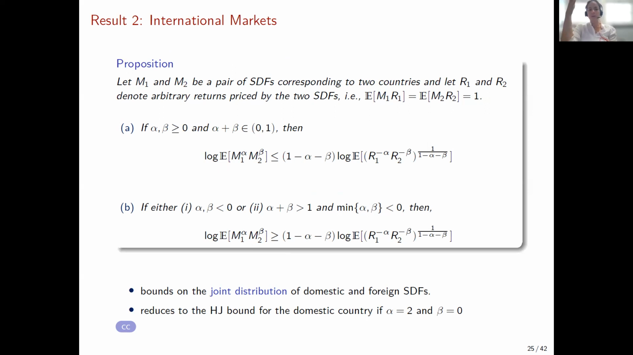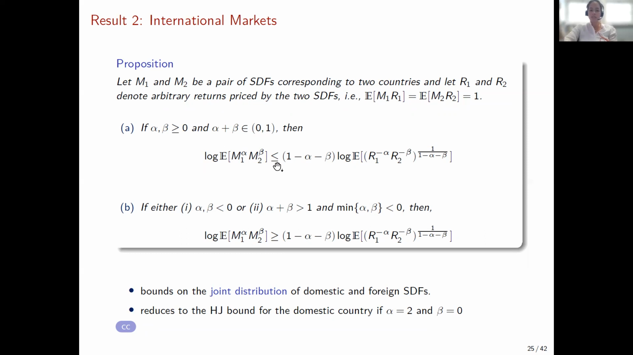So remember, we had this international finance case where we had 2 stochastic discount factors and 2 sets of returns. And we also imposed that the Euler equation in the domestic and in the foreign country has to hold. In this case here, we can again derive an upper and a lower bound on the joint distribution of 2 stochastic discount factors. So in this case here on the right-hand side, you can derive in closed form any restriction on the joint distribution between M1 and M2.